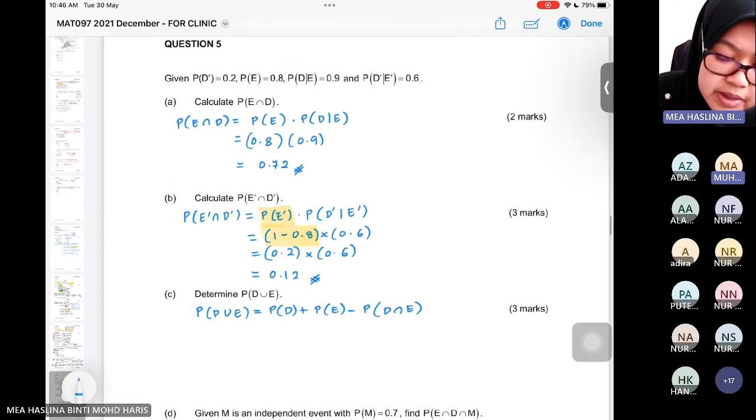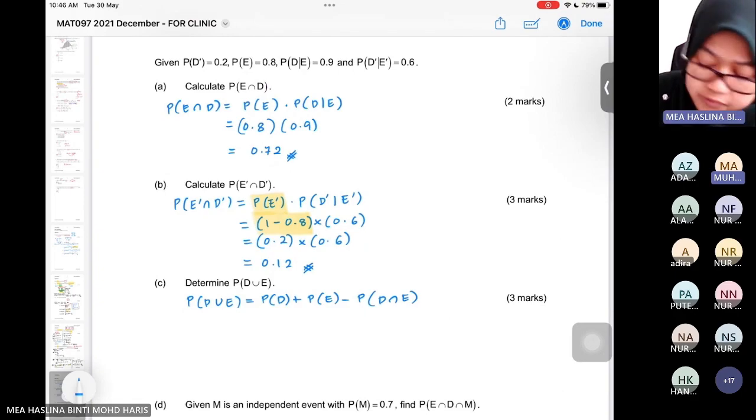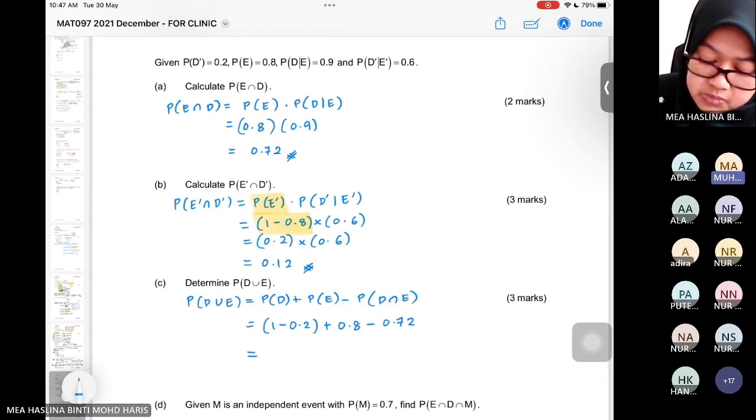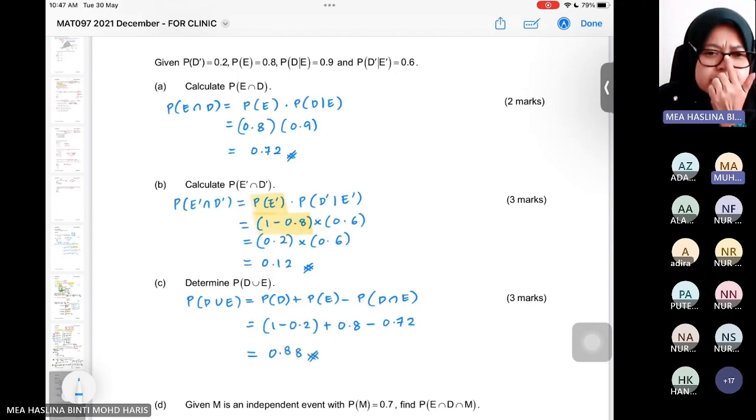So you have probability of D. Since we don't have probability of D, we can find it from 1 minus 0.2, plus probability of E, which is 0.8, minus D intersect E. It's the same as E intersect D, so minus 0.72. So we will obtain 0.8 plus 0.8 minus 0.72, which gives 0.88. Is it okay, everyone?